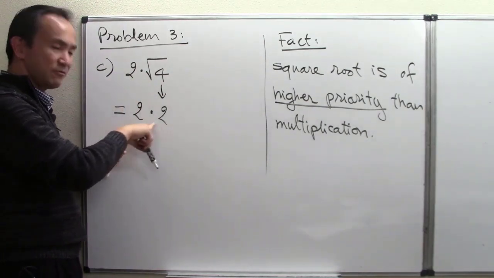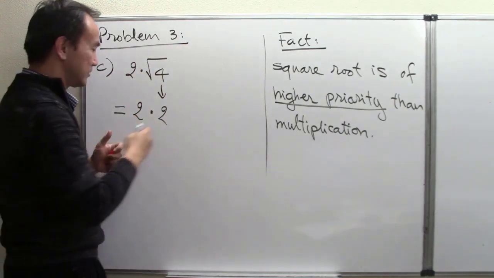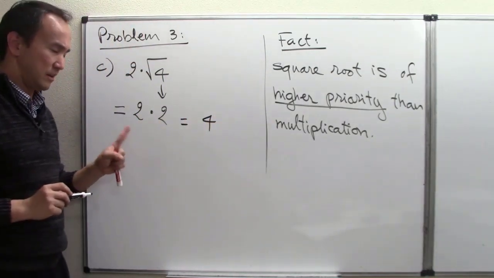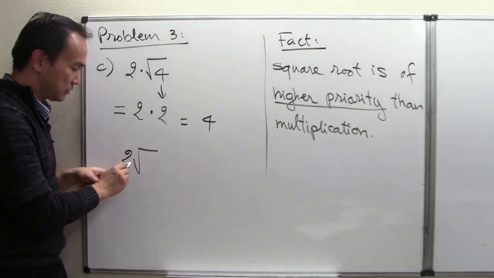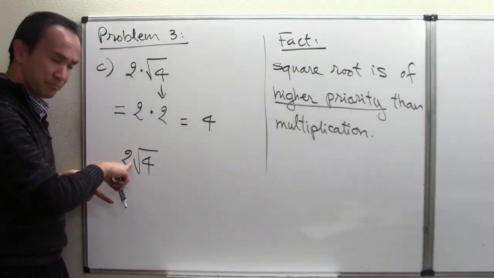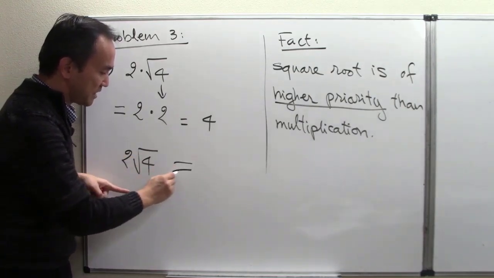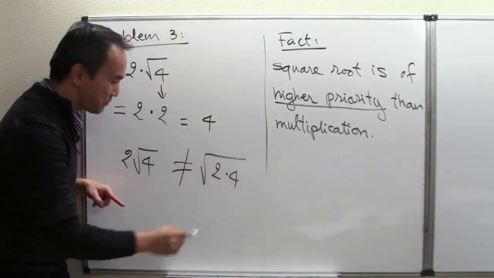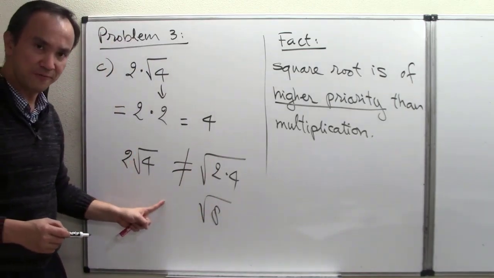Now the next step is we're going to multiply. Like I said, we took the square root first and then we multiply. So now 2 times 2 equals 4. Be extremely careful. It has never been true that 2 times the square root of 4, and sometimes I may even skip the multiplication dot right here, will be equal to the square root of 2 times 4, which makes it the square root of 8. This is so not true. So be fully aware of that.